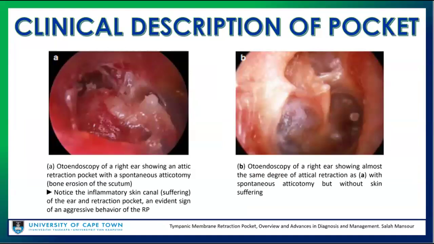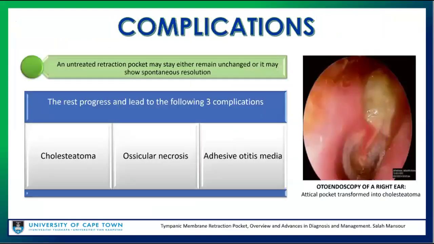The image on the left here shows an otoendoscopy of the right ear showing an attic retraction pocket and spontaneous atticotomy. You can see the bony erosion of the scutum. There's a lot of inflammatory skin in the canal, which is referred to as suffering, an evident sign of aggressive behavior of this retraction pocket. The image on the left here shows an otoendoscopy of the right ear with more or less the same degree of attic retraction, but without skin suffering.